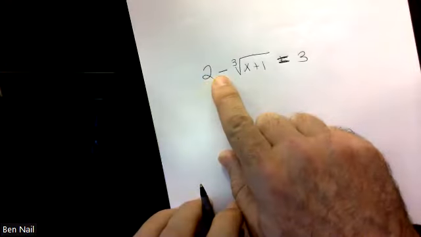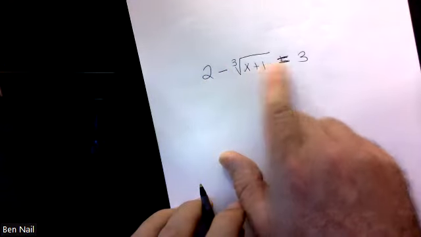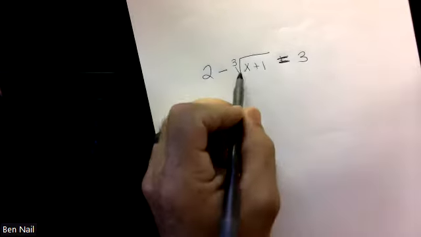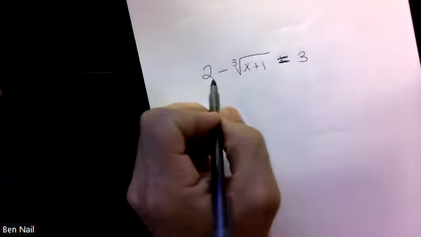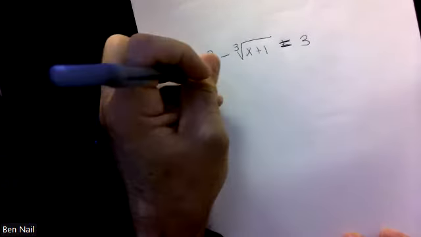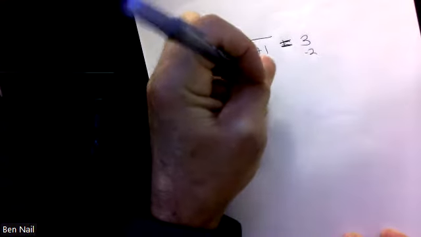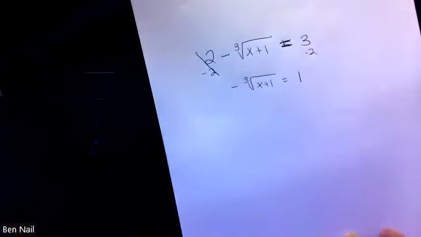Okay, that's supposed to be equals. So 2 minus the cube root of x plus 1 equals 3. Again, the steps, we want to isolate this radical piece. So anything going on outside, we need to get rid of it. To get rid of a positive 2, we need to subtract. 3 minus 2 is 1.